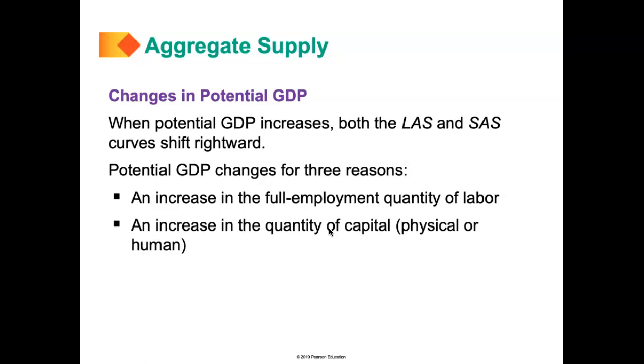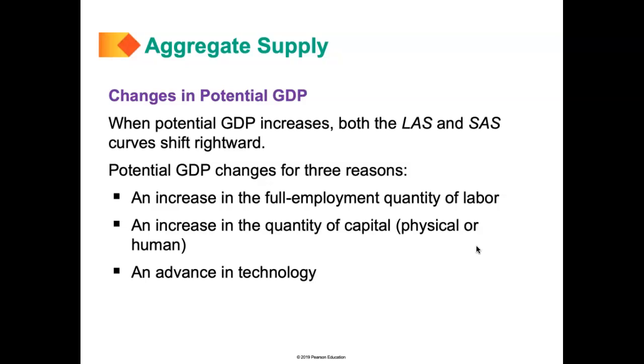Another thing that will cause potential GDP to increase is an increase in the quantity of capital. This is an increase in machinery, in equipment, in buildings used to make goods and services. An increase in capital means you can produce more goods and services, and hence potential GDP can change. And then finally we have an advance in technology. An increase in technology will cause potential GDP to change.